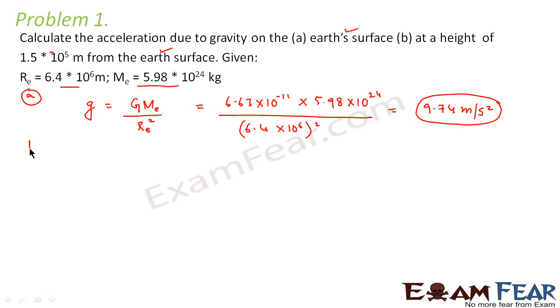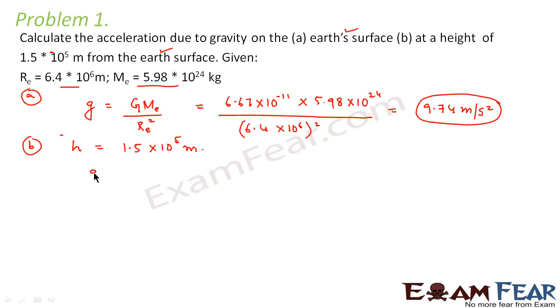Now let us look at the second part. In the second part, the question says, find the value of acceleration due to gravity. We have to calculate the acceleration due to gravity at a height of 1.5 × 10^5 meters from the Earth's surface. So this is the scenario of the value of g above the surface of the Earth, at a height of h equal to 1.5 × 10^5 meters.